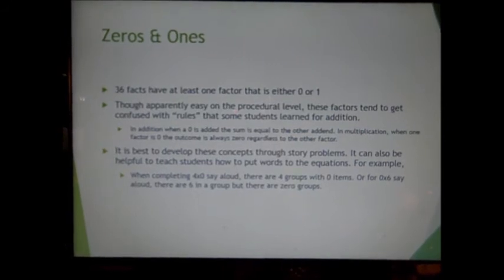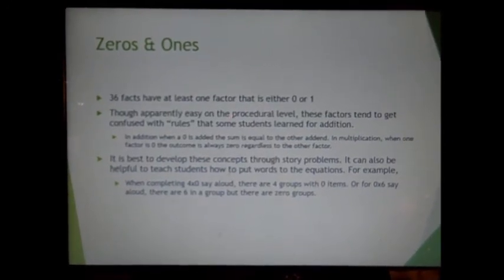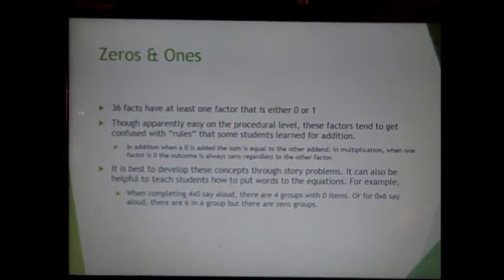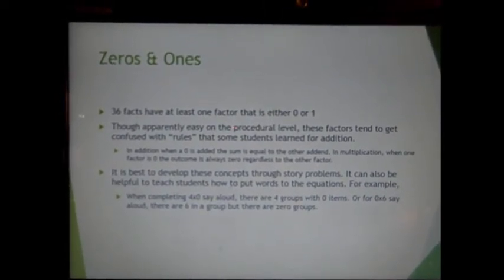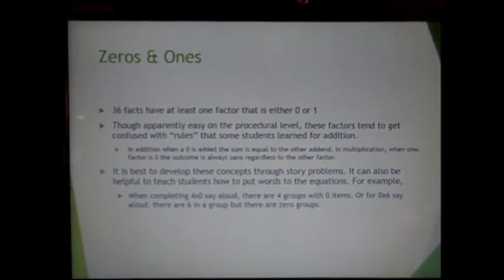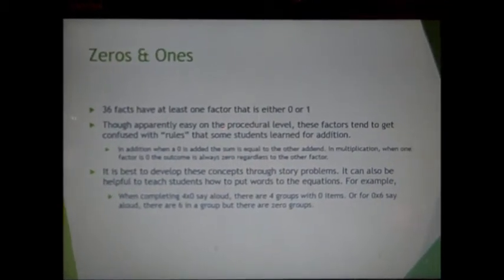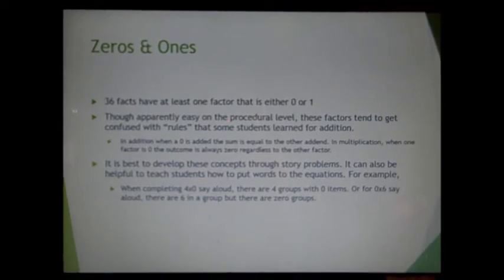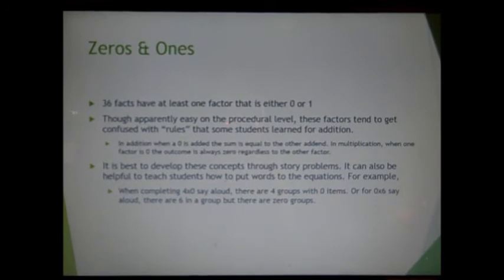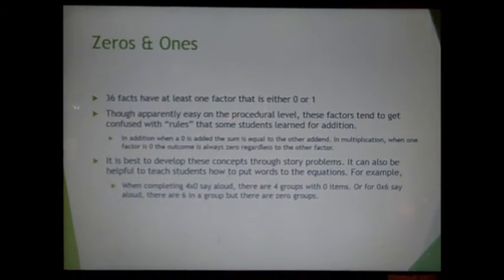Zeros and ones. 36 facts have at least one factor that is either 0 or 1. Though apparently easy on the procedural level, these factors tend to get confused with the rules that some students learned for addition, and I can see how this can be confusing. In addition, when a 0 is added, the sum is equal to the other addend. But in multiplication, when one factor is 0, the outcome is always 0 regardless of the other factor.